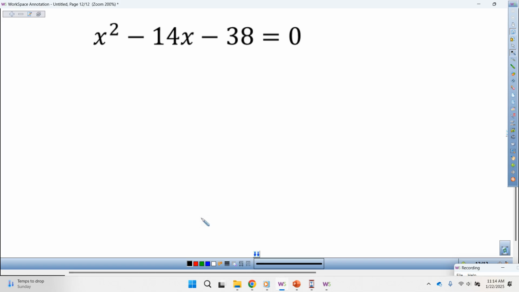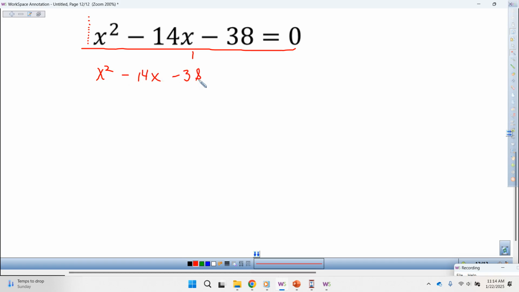got it. Step 1. Make sure it's in standard form from highest to lowest degree and equal to 0. Is it like that? Yes. Step 2. Divide by the leading coefficient. What's my leading coefficient here? It's an invisible 1. So I need to divide the entire equation by 1. Some of you are like, Mr. Q, it's going to give us the same. I know. It's muscle memory. So we got x squared minus 14x minus 38 equal to 0.